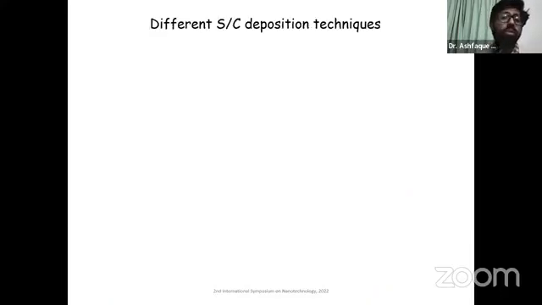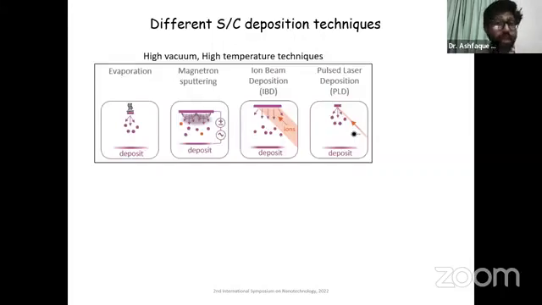So due to the discussion of the fabrication, we now know that we deposit these semiconductor layers. The question is, what are the different deposition techniques? There can be many. There are high vacuum, high temperature techniques, and there are physical vapor depositions, chemical vapor depositions, magnetron sputtering, ion beam sputtering, pulse laser. All these different deposition techniques are actually high vacuum and high temperature techniques.